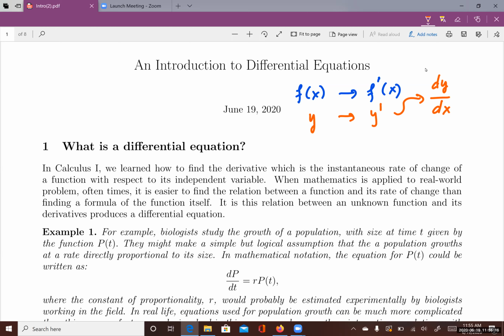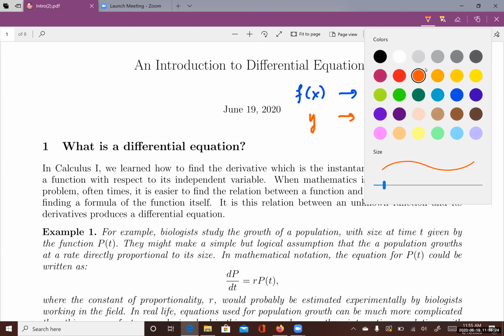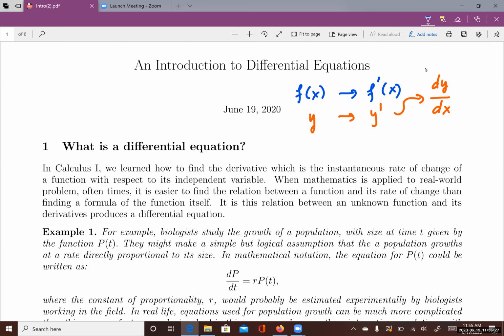But when mathematics is applied to real world problems, it's often easier to find the relationship between the functions and its rate of change, or its derivatives. It could be the first derivative or second derivative, and so on and so forth. So it's easier to find a relation between the function and its derivatives rather than finding the formula of the function itself. So the relations between an unknown function and its derivatives produce a differential equation.